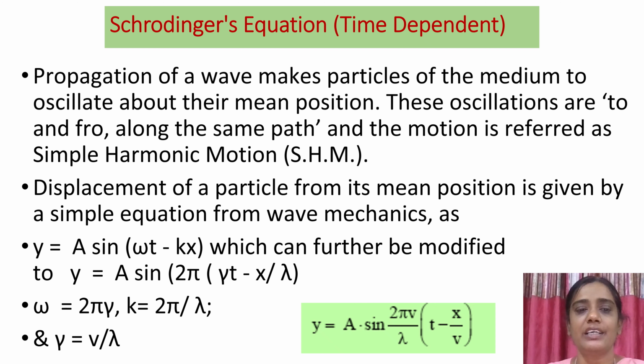Nu is further written as v by lambda. So substituting this value, the equation y is equal to a sine, 2 pi is taken out as a common term, and is written as (nu t minus x by lambda). Substituting the value of nu as v by lambda and taking out the term v outside, the equation further becomes a sine 2 pi v by lambda into (t minus x by v).